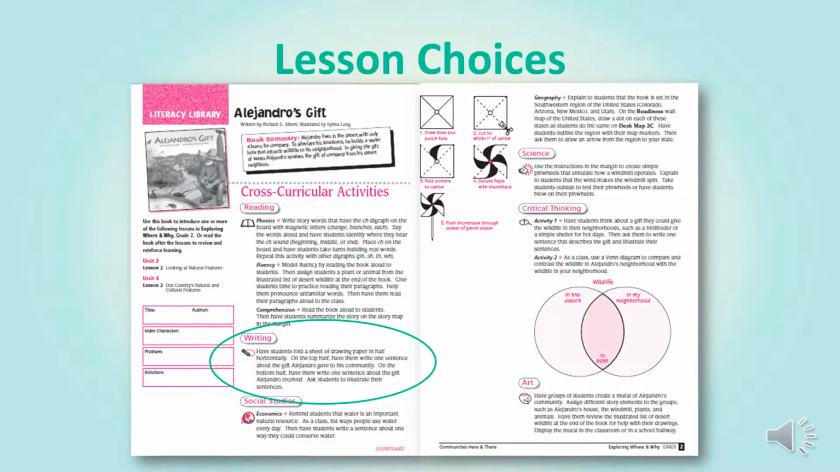You learned in our last session that Exploring Where and Why is a cross-curricular program. Teaching social studies through literature certainly is cross-curricular and a beautiful marriage between the two disciplines. But let's look here. You can see that not only can you use the literature pieces to correlate with the geography and social studies, but also with science, critical thinking, art, and other disciplines. Miss Marcia is going to use the activity related to writing.